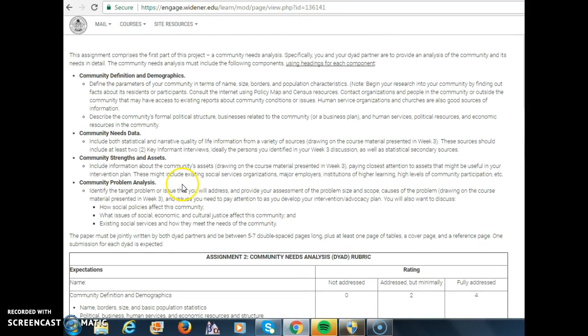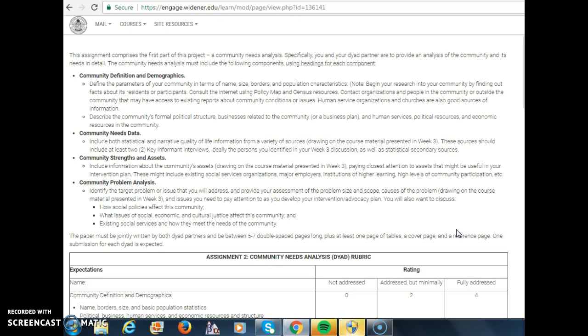And then the fourth and final component of this assignment is a community problem analysis. You're going to want to identify a target problem or issue that you're going to address in the next phases of the project, and provide your assessment of the problem, the size and scope, the causes of the problem, and again, you'll be drawing on the course material presented in week 3 to help you with this.